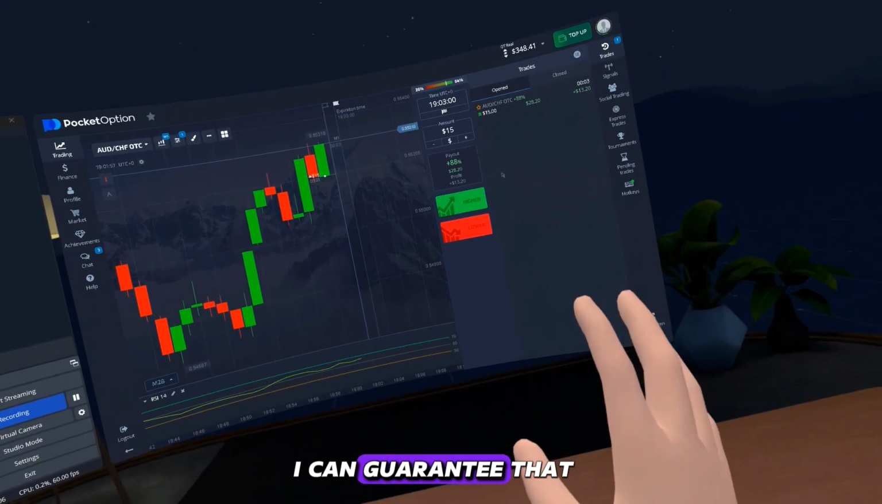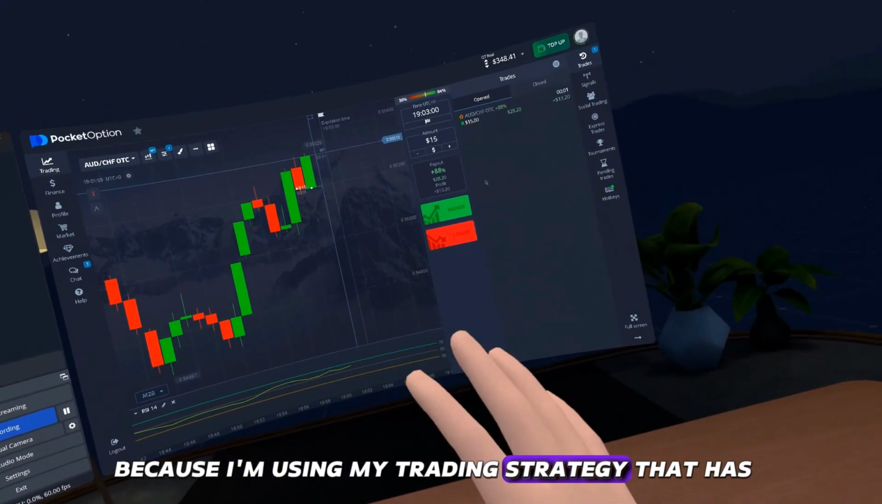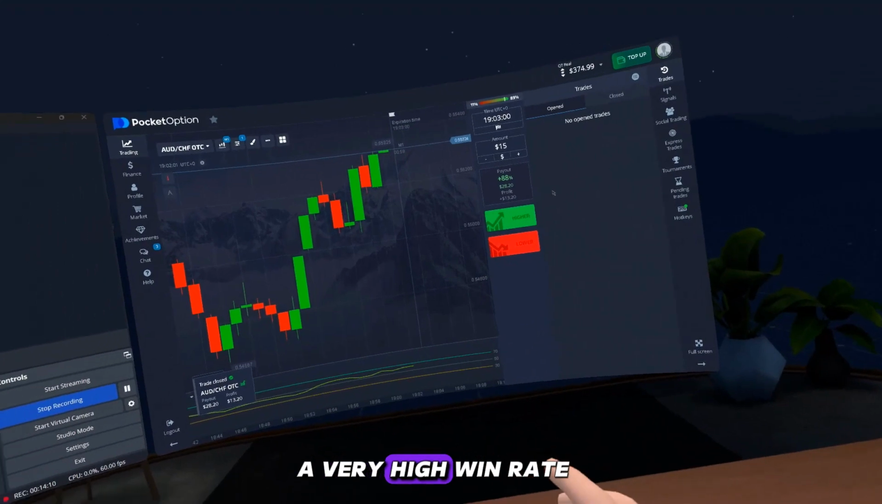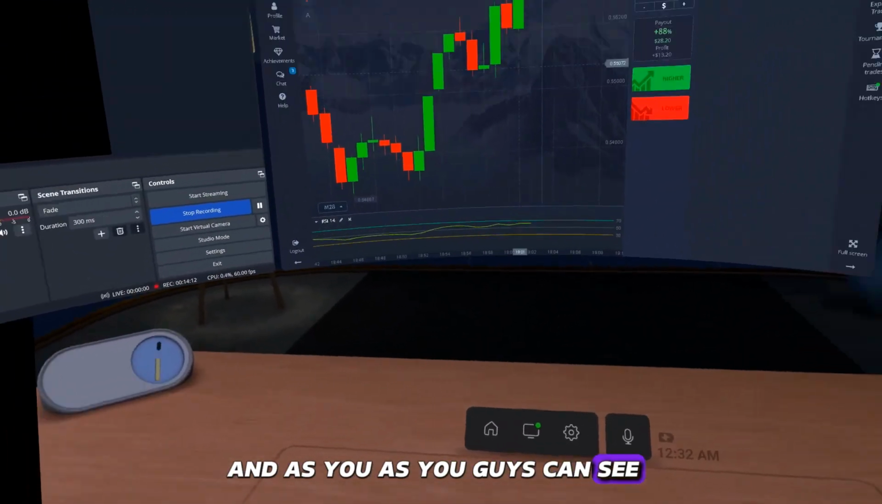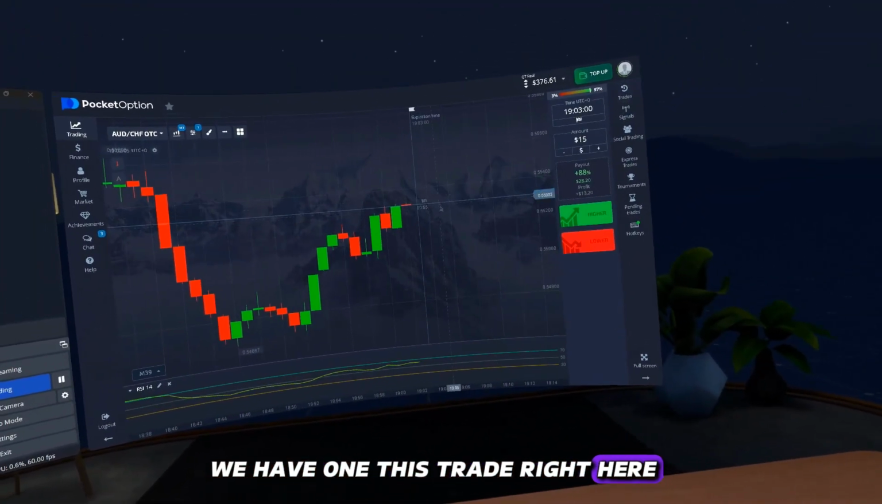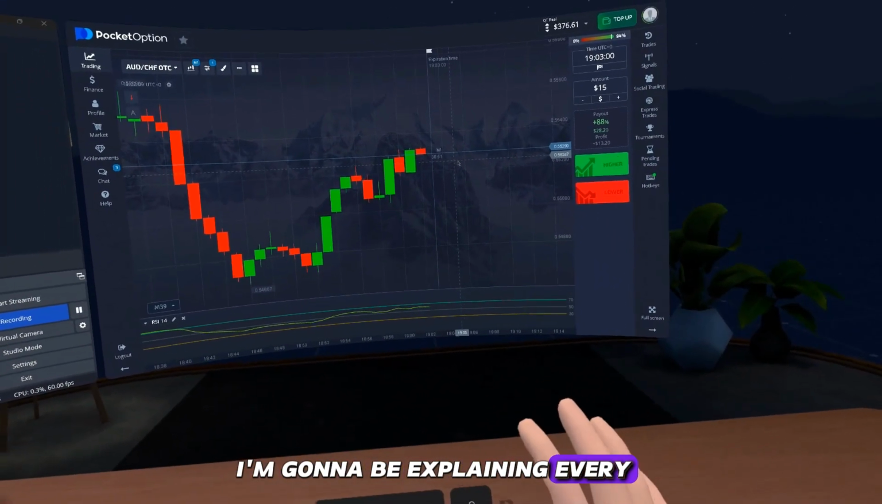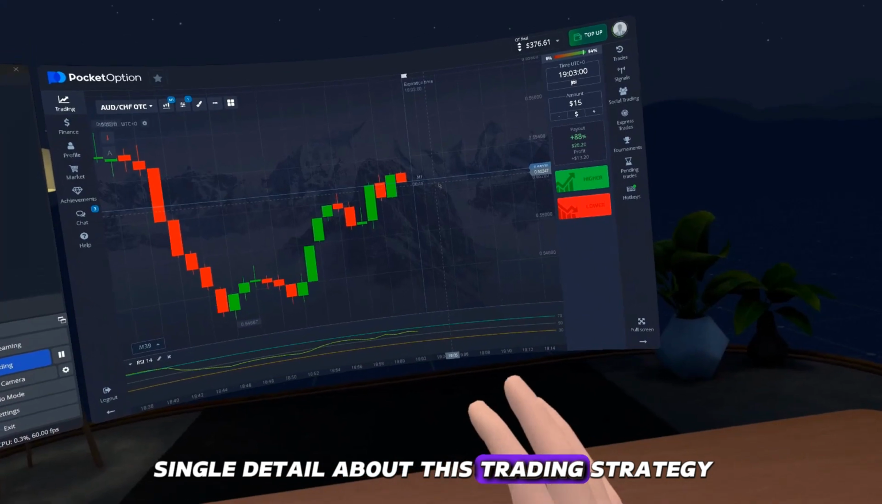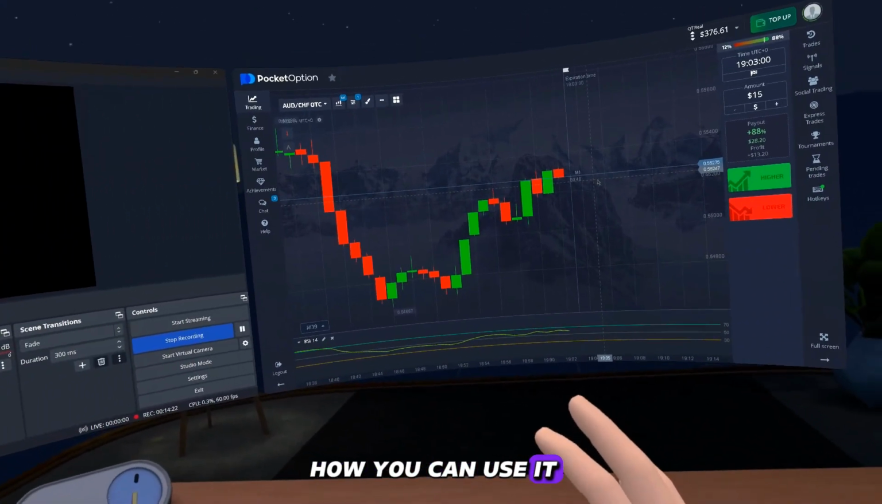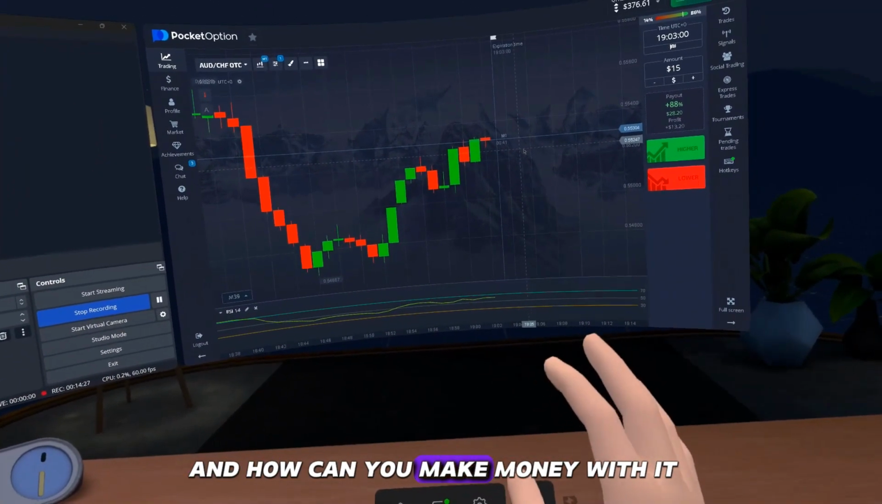And this trade will be a win. I can guarantee that, because I'm using my trading strategy that has a very high win rate. And as you guys can see, we have won this trade right here. And in this video, I'm gonna be explaining every single detail about this trading strategy, how you can use it, and how you can make money with it.